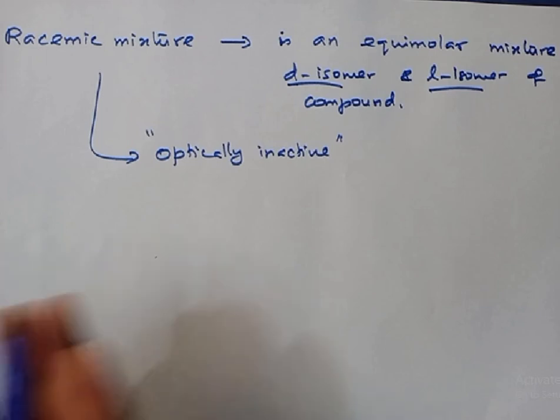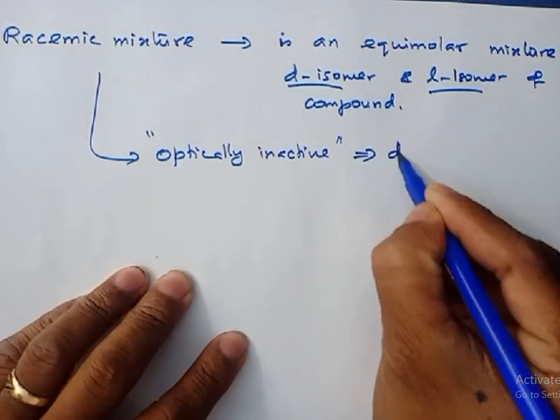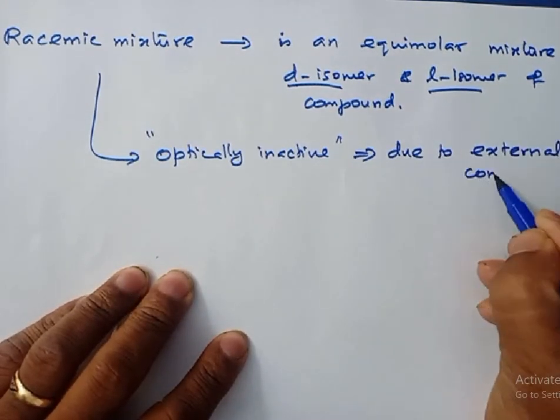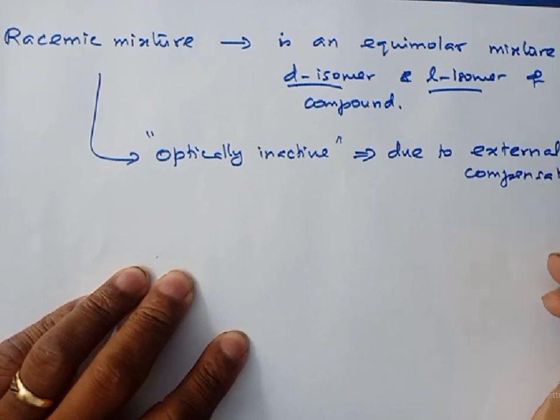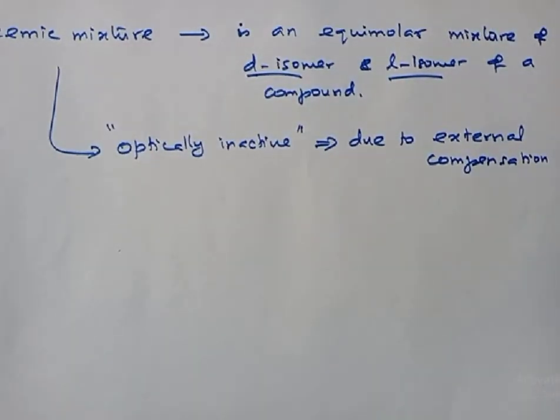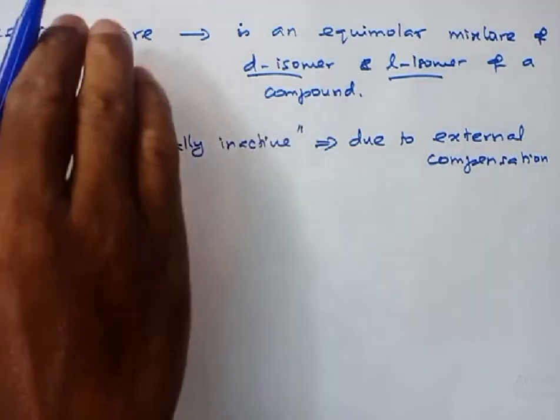Yeah, that is also correct. See, once again you are saying the same thing. I am asking the reason. Why is it optically inactive? Due to what? External compensation. External compensation means the rotation of one isomer is compensated or cancelled by the rotation of the other isomer. Due to external compensation, racemic mixture is optically inactive.